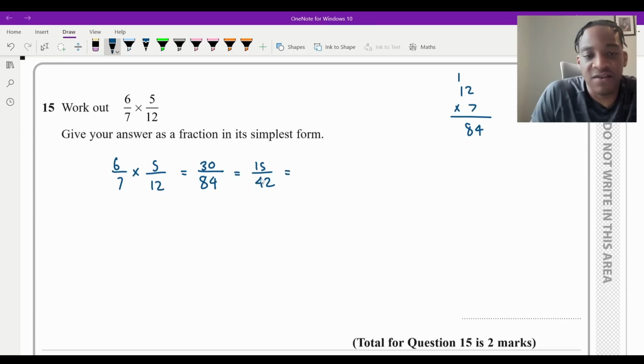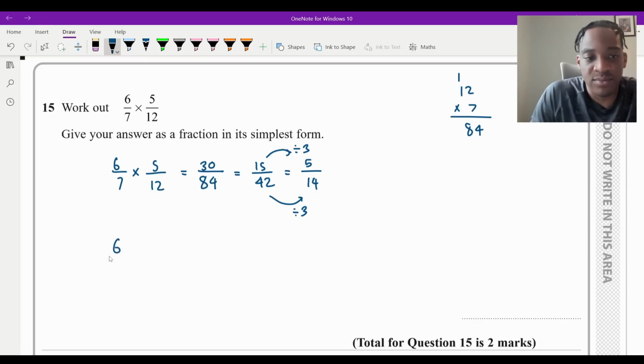Now, 15 and 42, do these have any common factors? Yes, they do. You can divide the 15 by 3, and you can divide the 42 by 3. Again, having a good knowledge of your times tables is really important on a non-calculator paper. 15 divided by 3 is 5, and 42 divided by 3 is 14. You could just use the Buster method to double check. Yeah, so the answer would be 5 over 14. And this is one way that you could do this.